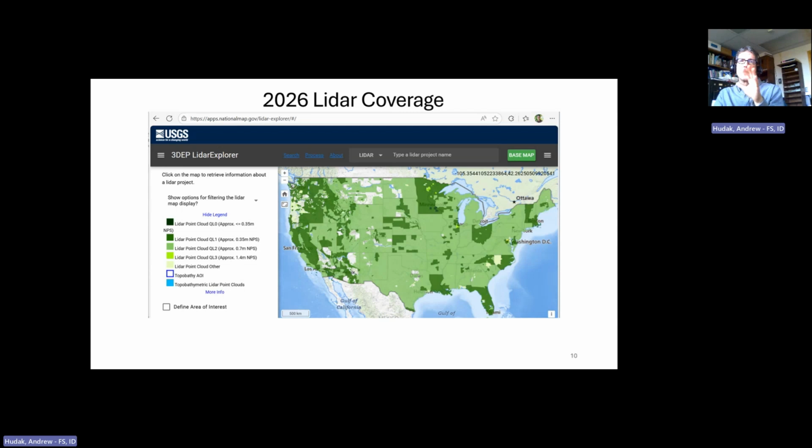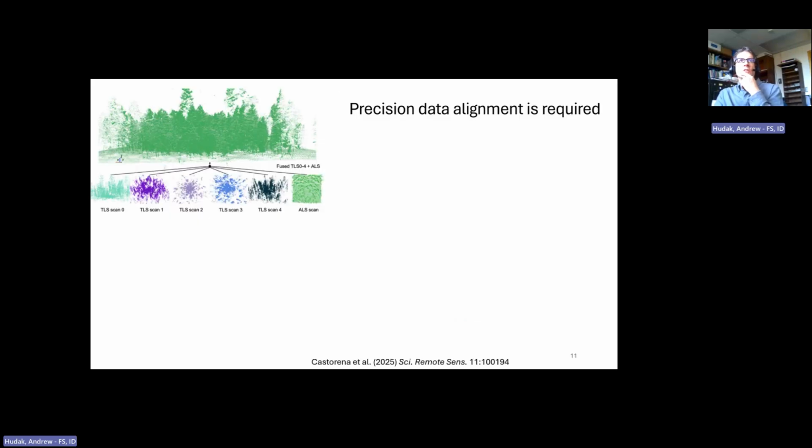Having a 1 meter DTM across the whole country is a goal, but it's providing these data sets to pursue other applications too, such as the forestry and fuel applications that we're using these data sets for. So I won't get into a NASA project, but we're mapping forest and fuel attributes across the West from these airborne LiDAR data sets. And what we need then is a strategy for associating the airborne LiDAR with the TLS scans. So I pulled this example out from Juan Castarena's work.